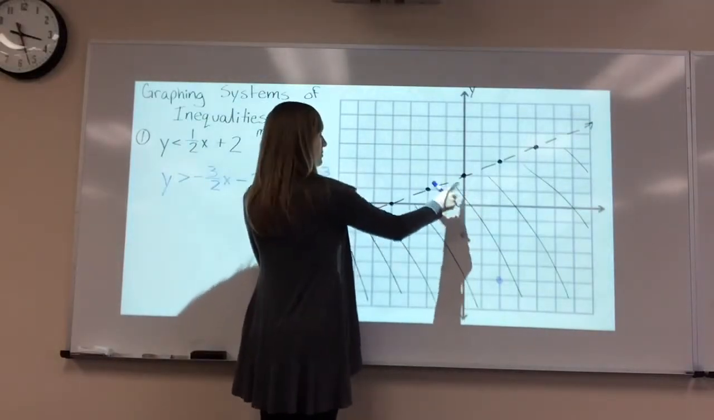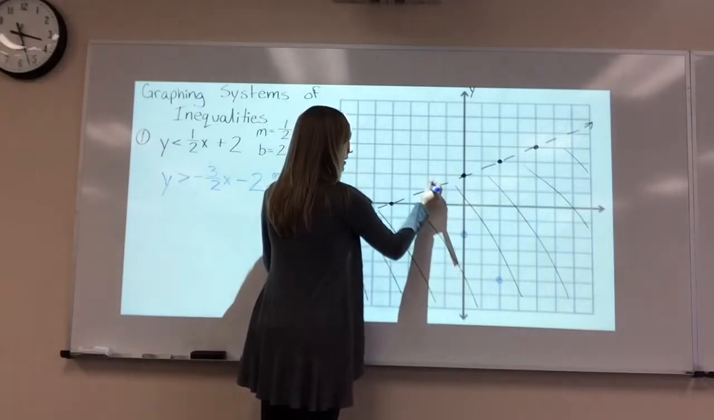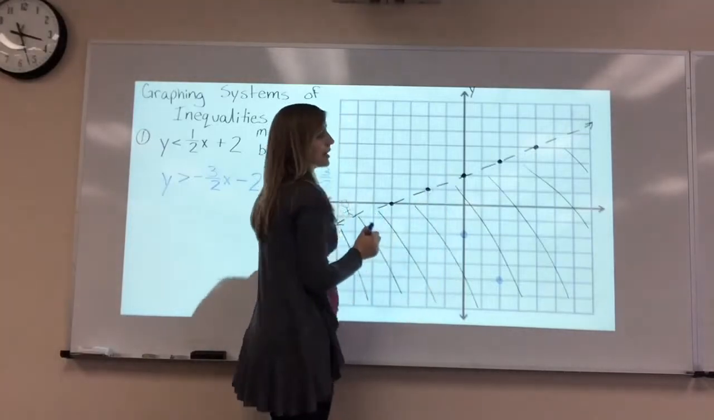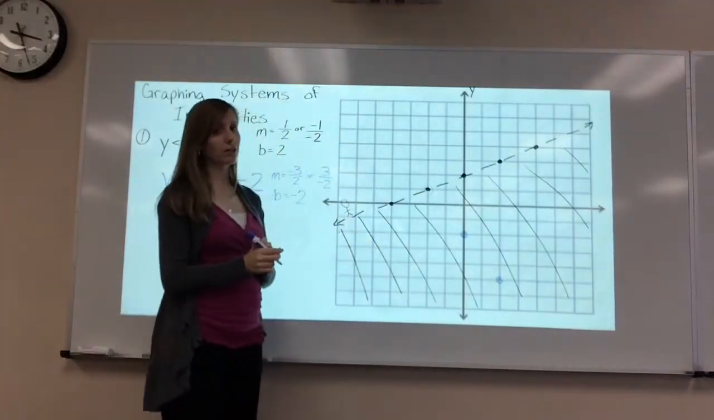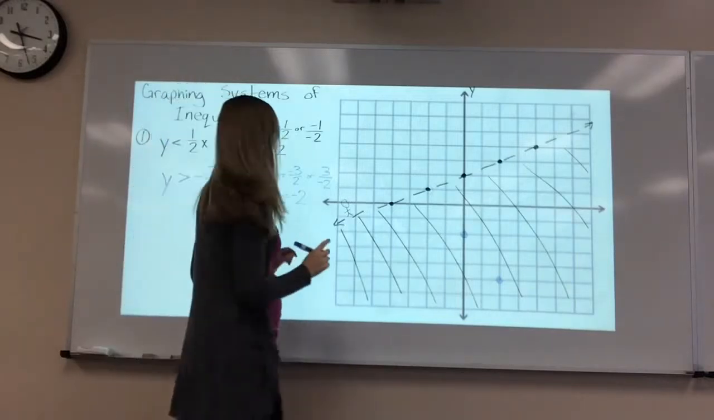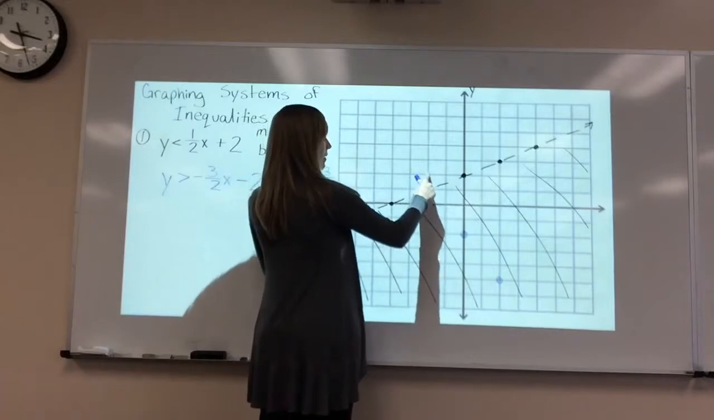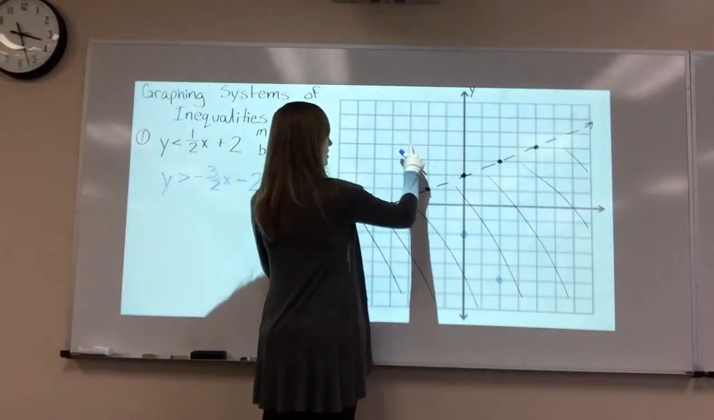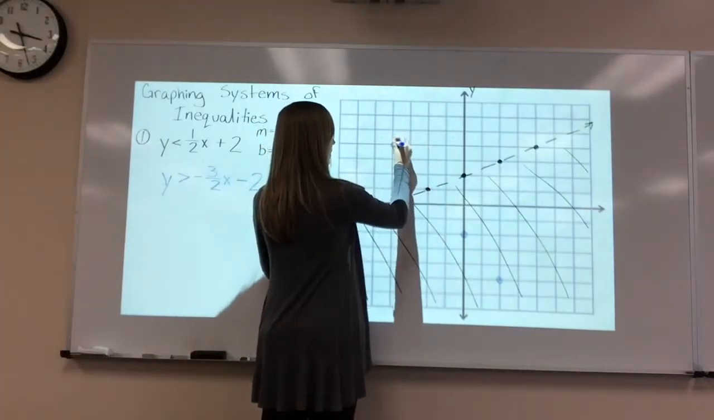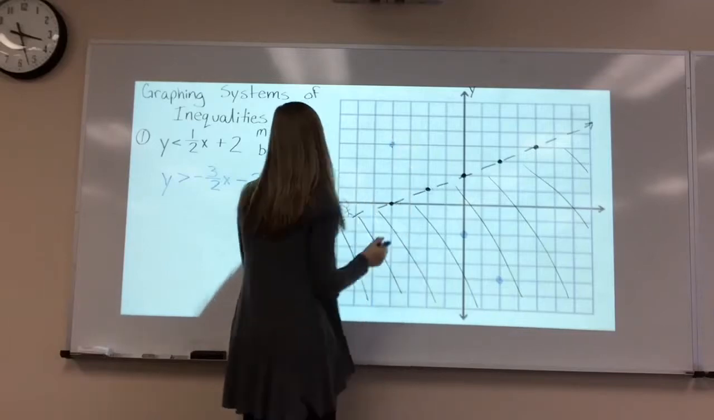Negative 2 tells me to go to the left 2. Here's where they meet. Now, for an inequality, we're not just looking for where they meet, so keep going, okay? And I'll explain what we're looking for here in a minute. So positive 3, up 3, negative 2 to the left 2. Okay, so that's as far as we can go.